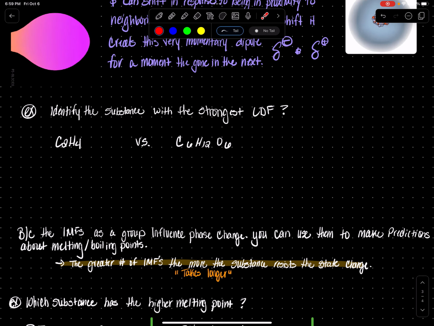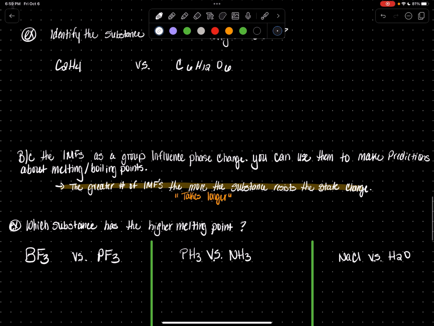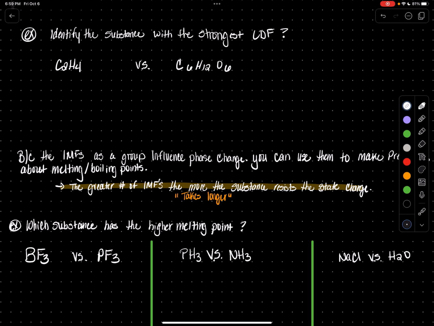So let's do an example. I want you to identify the substance. Let me move this out the way. I want you to identify the substance with the strongest London dispersion force, or LDFs. And how do we calculate that again? That is based off of the number of total electrons. So we got to do some inventory.